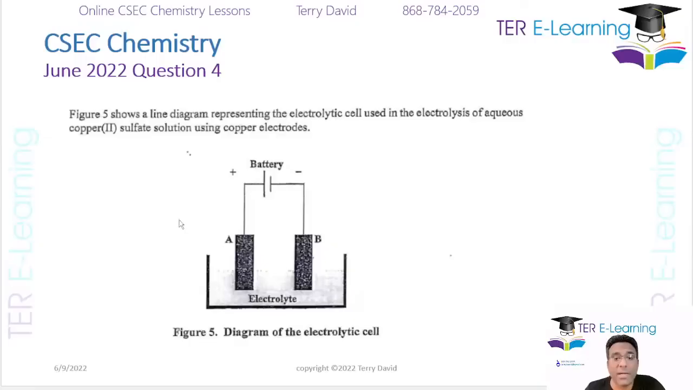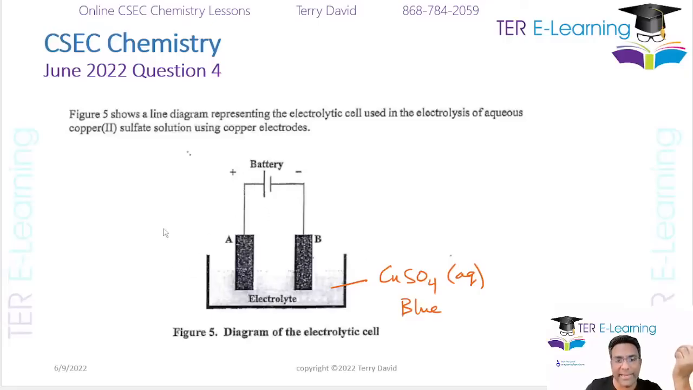Question 4 now. Question 4 was electrolysis, right? Figure 5 shows a line diagram representing an electrolytic cell used in electrolysis of aqueous copper 2 sulfate. So I've done this so many times in my class. Told them, before we even do anything, let's label up some stuff here so we understand what's happening. So this electrolyte here is copper 2 sulfate, right? And I always tell them, CXC loves to bring this. So this is a blue solution.